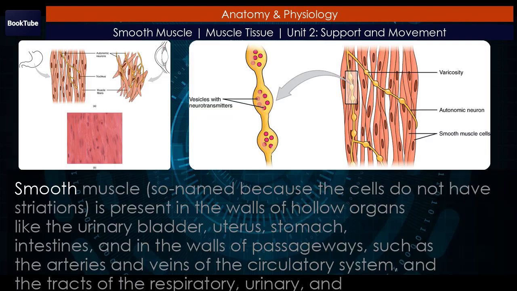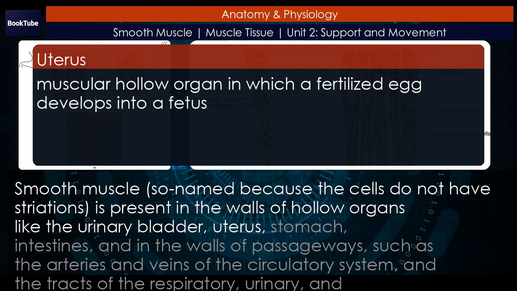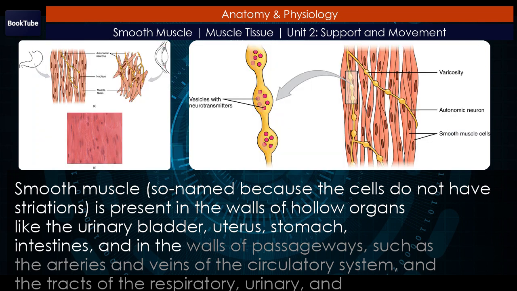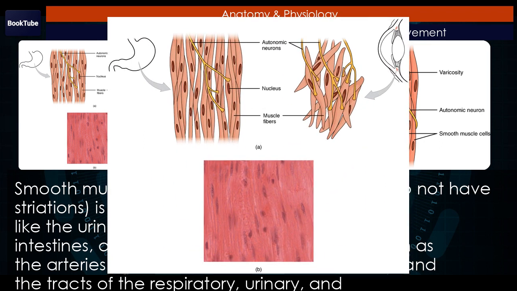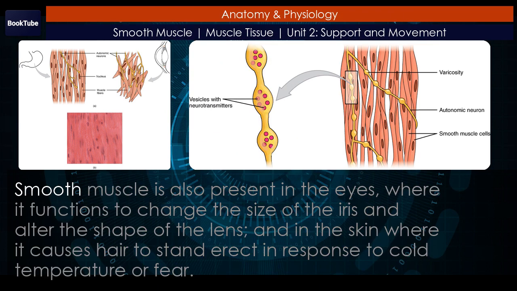Smooth muscle. Smooth muscle, so named because the cells do not have striations, is present in the walls of hollow organs like the urinary bladder, uterus, stomach, intestines, and in the walls of passageways, such as the arteries and veins of the circulatory system, and the tracts of the respiratory, urinary, and reproductive systems. Figure 1, A, B.